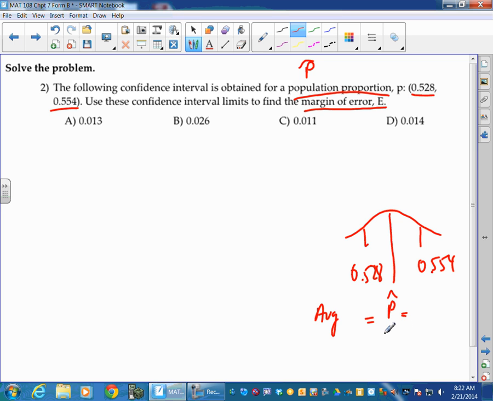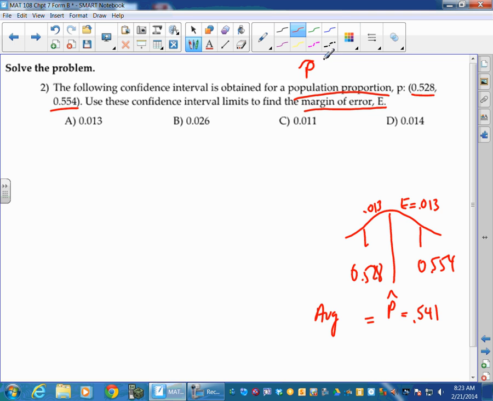So what did you get for the calculation of p hat? Where's your calculator? Oh, drawing too. Oh, great. So what did you get for p hat? Anybody? 0.541. Okay. So what's the error? 0.013, and that's on both sides.